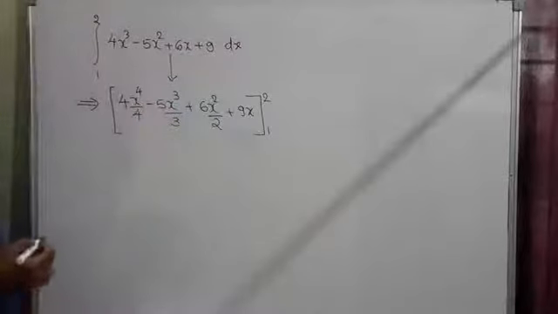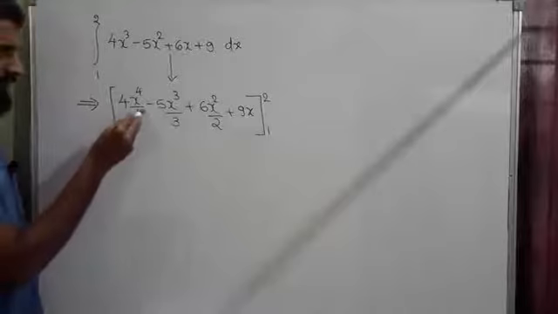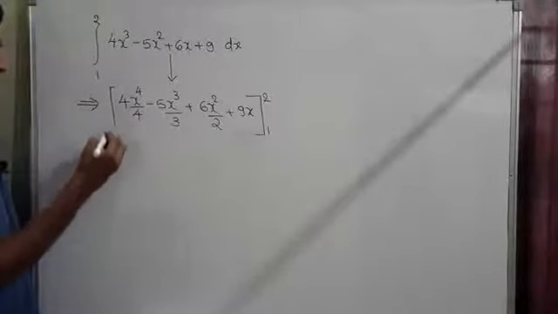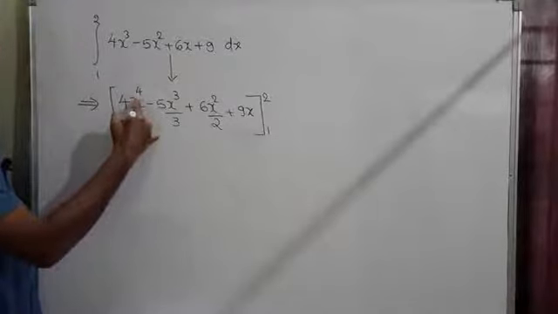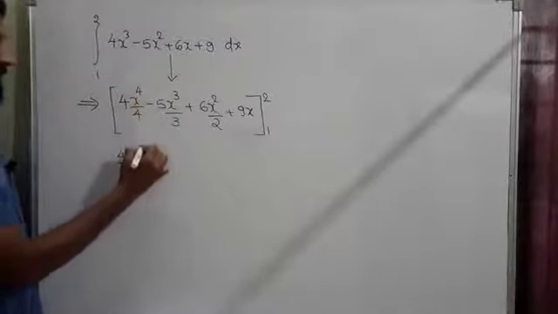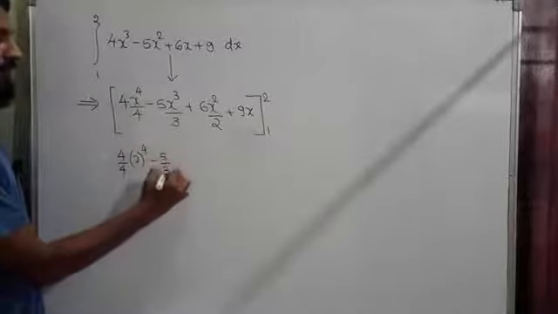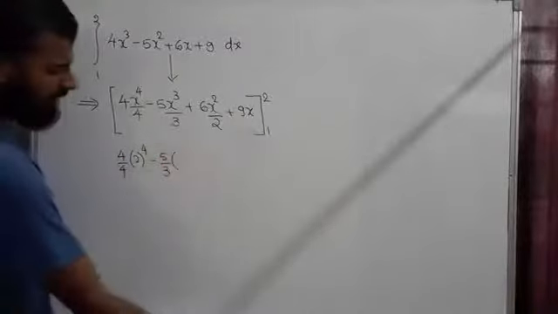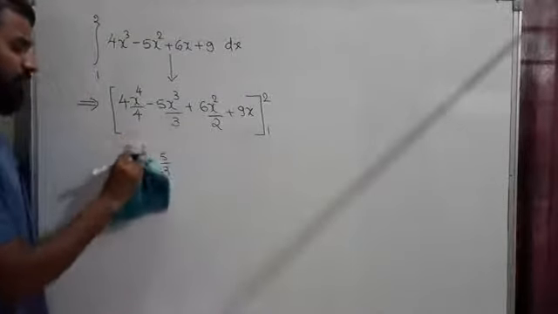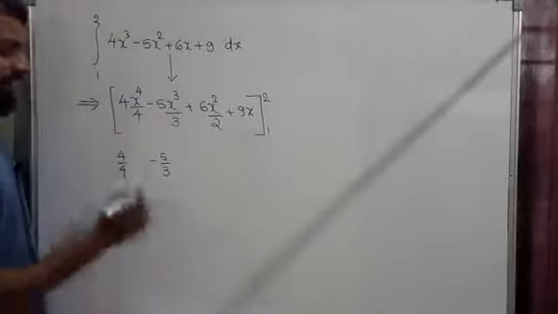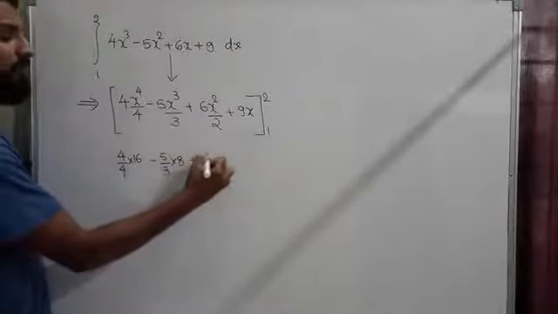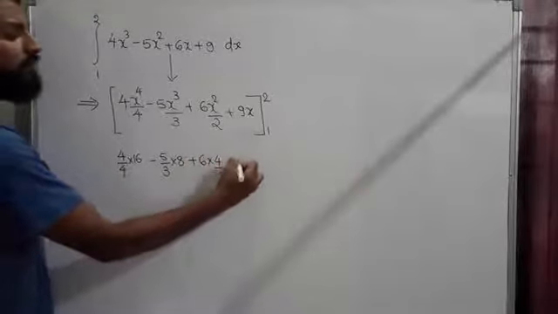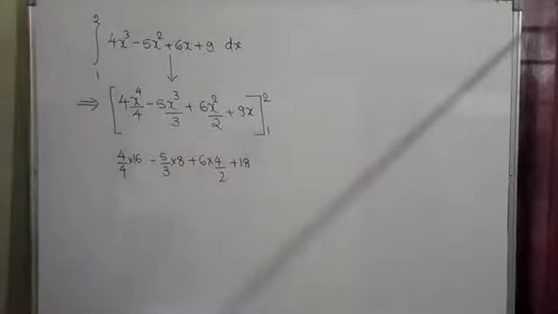Now let me apply the upper limit, then the lower limit. You can easily see, my dear friends. Let me write this 4 by 4, and x raised to 4 means the upper limit, right? So 2 raised to 4 minus 5 by 3 into 2 cube. Instead of that, I can directly write the answers, right? So this is 16 minus 2 cube means 8, plus 6 times 2 square means 4, plus 9 twos are 18. So I have substituted the upper limit.